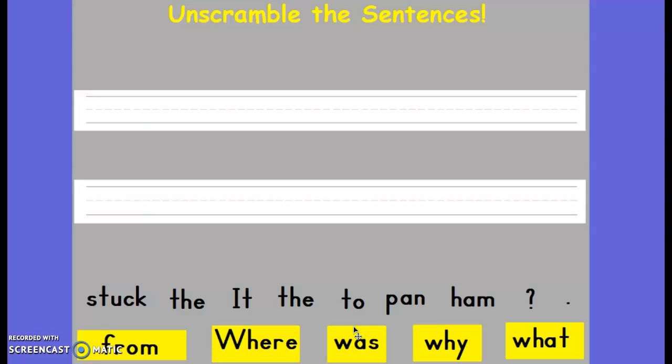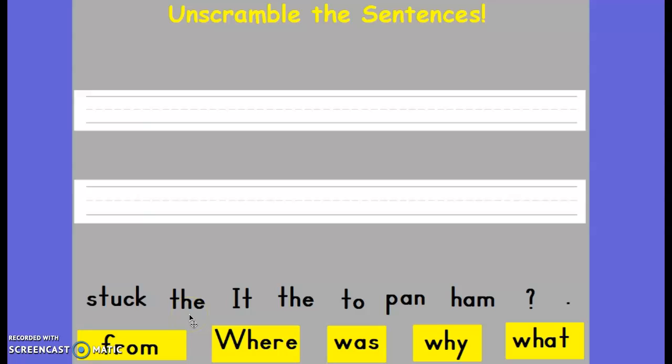Now, we know some things about a sentence, don't we? We know something special has to happen at the beginning of a sentence, and we know that something has to go at the end of the sentence. So I want you to think about that as we're unscrambling these sentences. The first thing I want to do, though, is make sure we know all of the words below. So this first word is stuck.